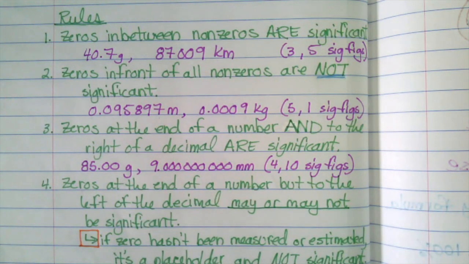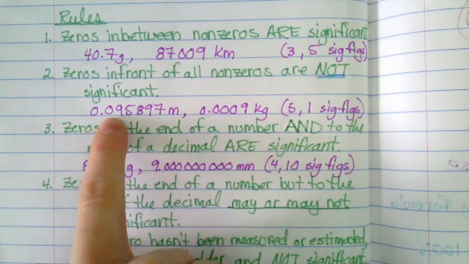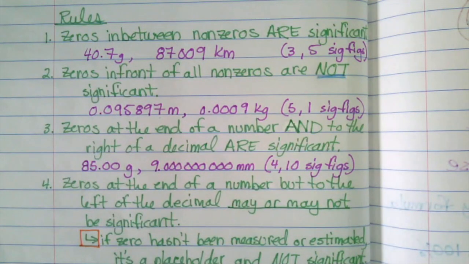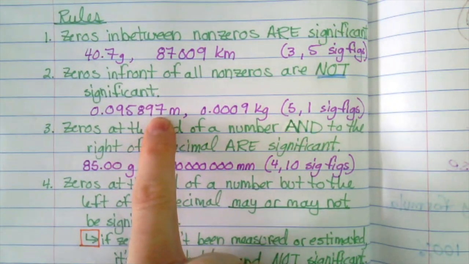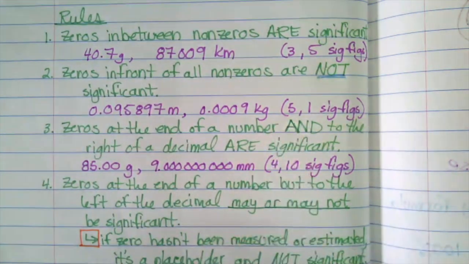That scientific notation will help you figure out what is significant and what is not. Is it just holding a place? And we'll practice scientific notation in just a minute. And so here you can see these are just holding places. They're not actually important. The numbers behind it, they're non-zeros, so they are significant. So I have 5 sig figs, and in this one I only have 1.